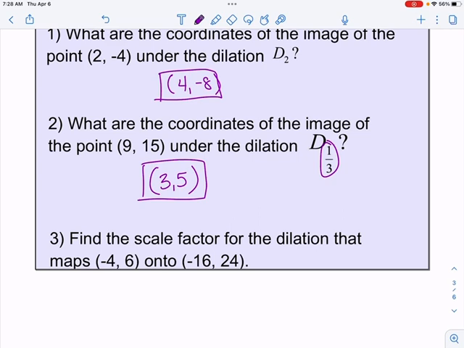It does not matter which coordinate you look at. You can pick your x's or you can pick your y's. I'm going to choose my x's. Just always make sure that you start with the original. So that -4 is the original.